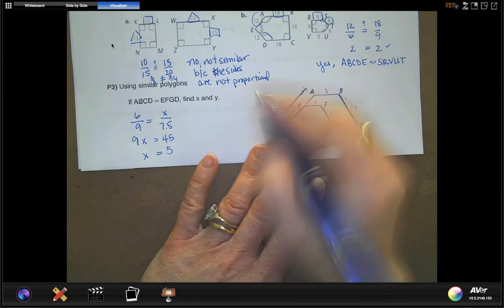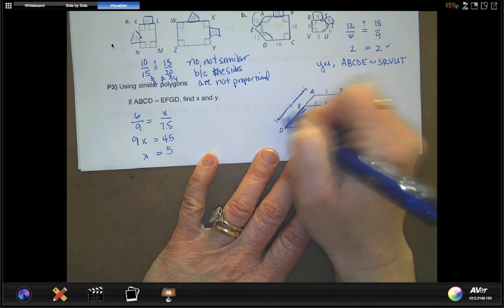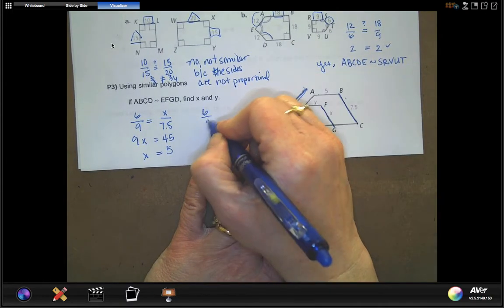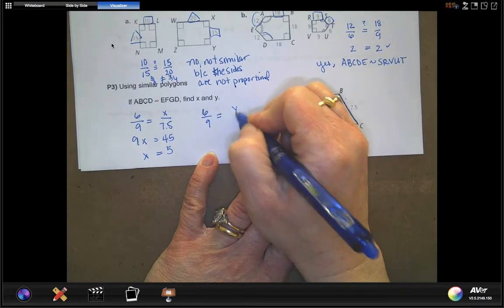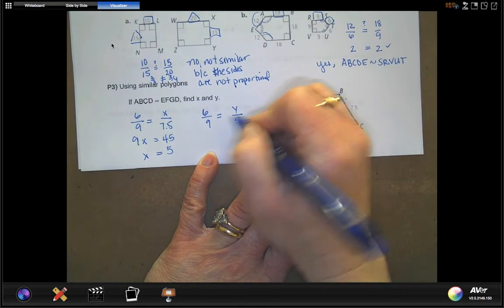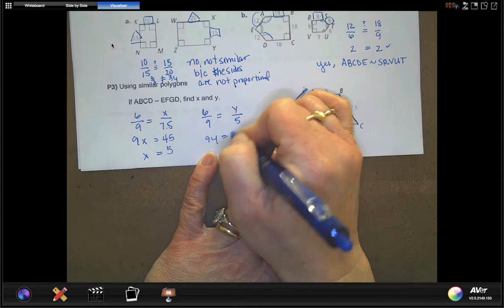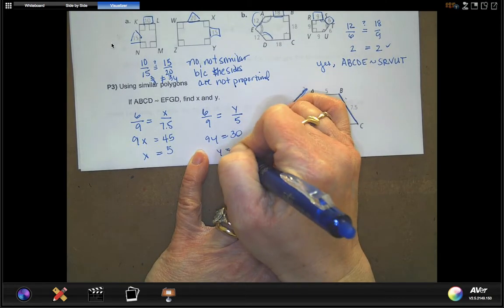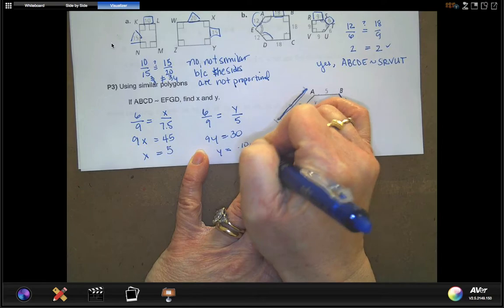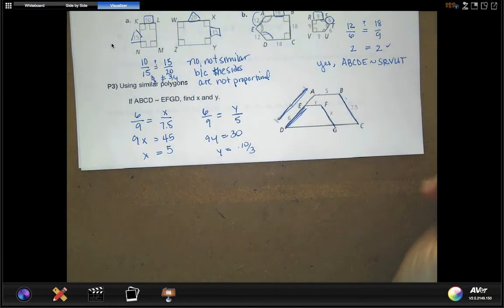We'll do the same thing with the y. So I can still use these pairs of sides again. So 6 over 9 is equal to y over the 5. 9y is equal to 30. y is equal to 30 divided by 9, or 10/3.